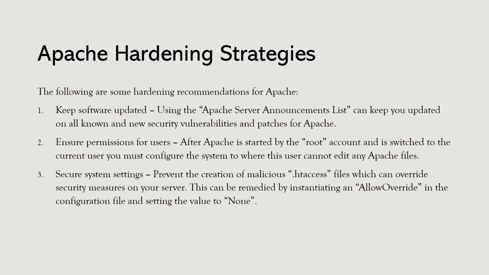Now we just have some Apache hardening strategies. The first of which is to keep software updated, using the Apache server announcement list, which is Apache-provided documentation that can keep users updated on all known and new security vulnerabilities and patches for Apache.